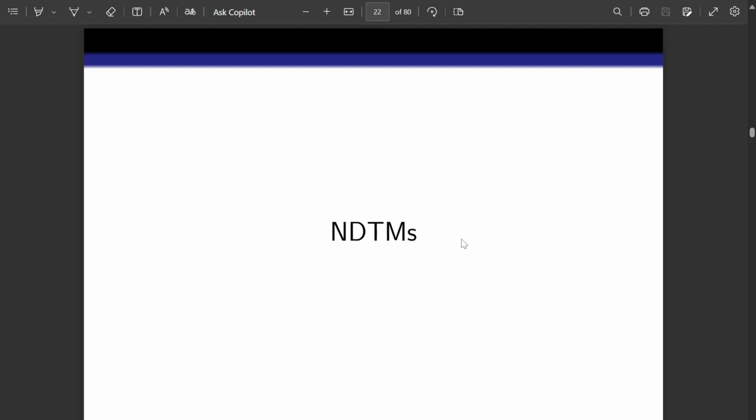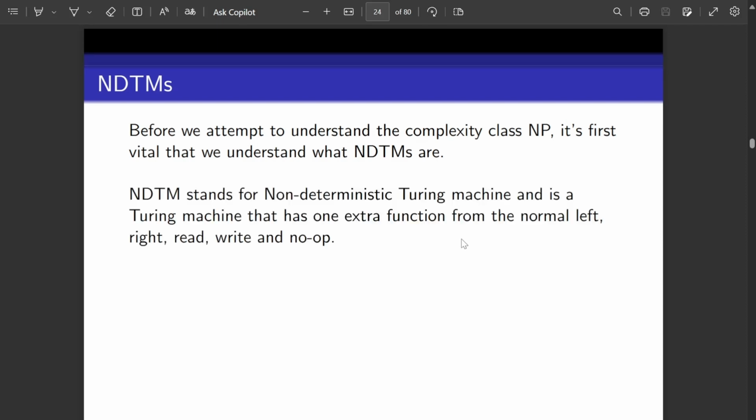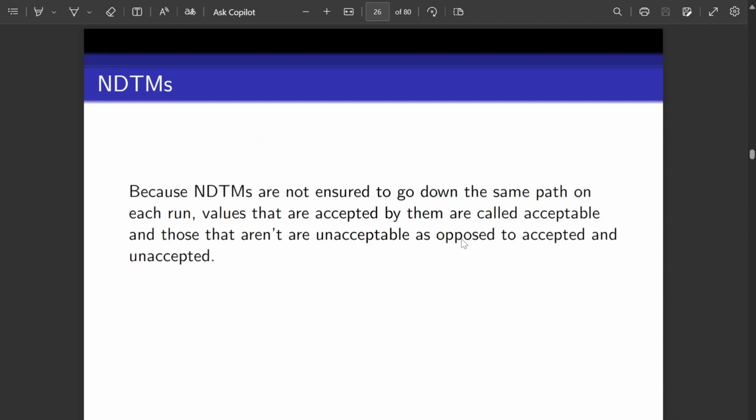Okay, so NDTMs. Before we understand the NP complexity class, it's first vital that we understand what NDTMs are. NDTM stands for non-deterministic Turing machine, and it is a Turing machine that has one extra function from the normal ones, which is the choose function. When the machine reaches this function, it may go down the path of 0 or 1, which happens entirely at random. That gives it its non-deterministic aspect, because the machine isn't ensured to go down the same path every time.